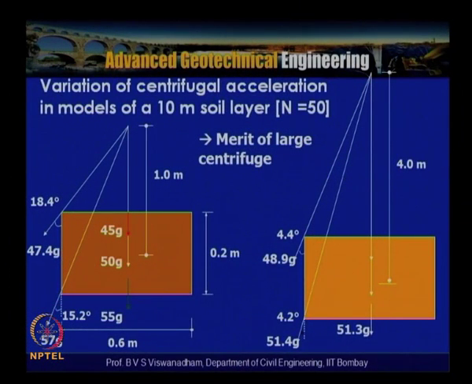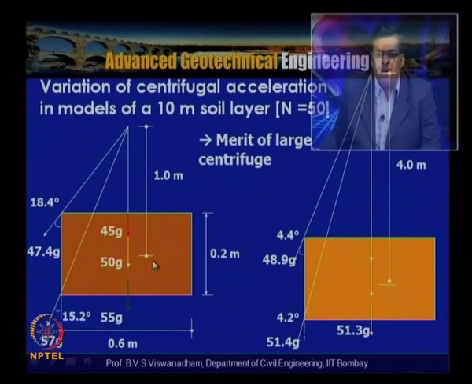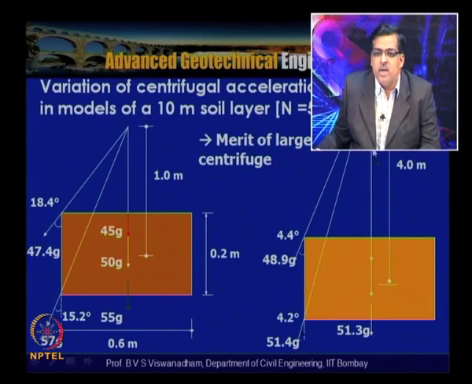So in the previous lecture we have discussed the variation of G level or gravity level with the horizontal distance as well as with the depth. In this particular slide, the merit of a large centrifuge is shown. Here there is a radius of 1 meter from the center of the shaft to a certain point within the model. Similarly here this radius is about 4 meter. So there is a variation with the horizontal distance, but it is limited.